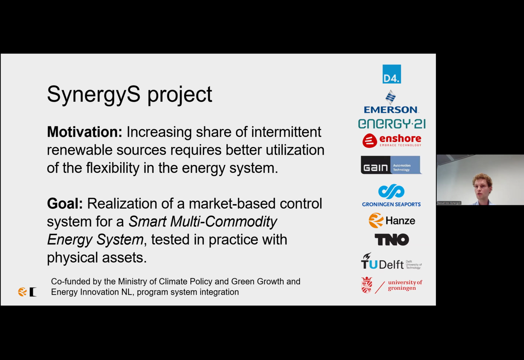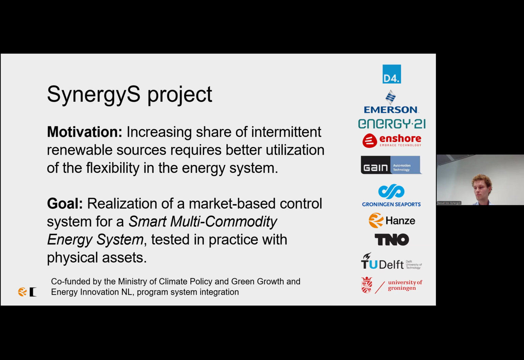What was the goal at the beginning of the project? And I can by now say that we actually achieved that goal: we realized a market-based control system for a so-called smart multi-commodity energy system. Smart meaning we have some intelligent control done by agents, done by several universities in the project. Multi-commodity in the sense that we have been looking not only at electricity, but also at hydrogen and heat as an integral system.